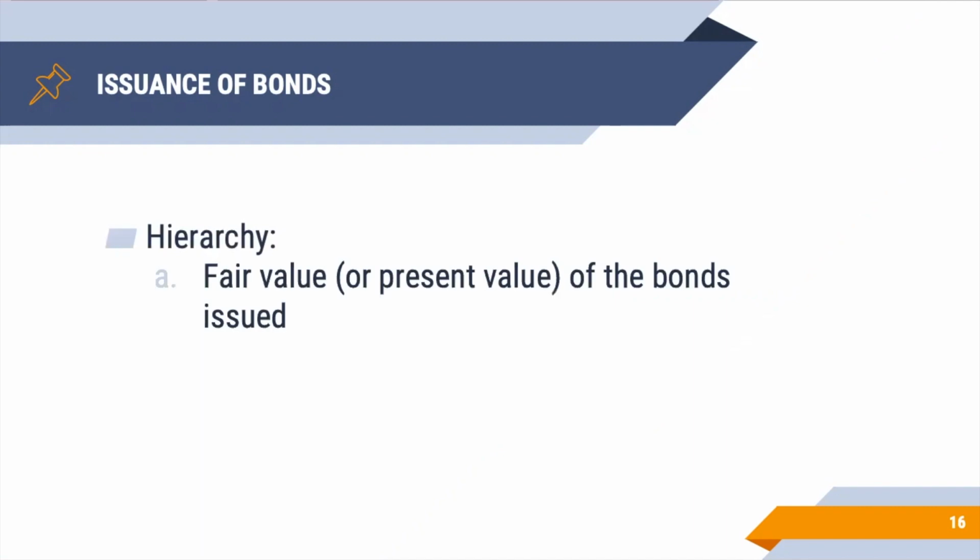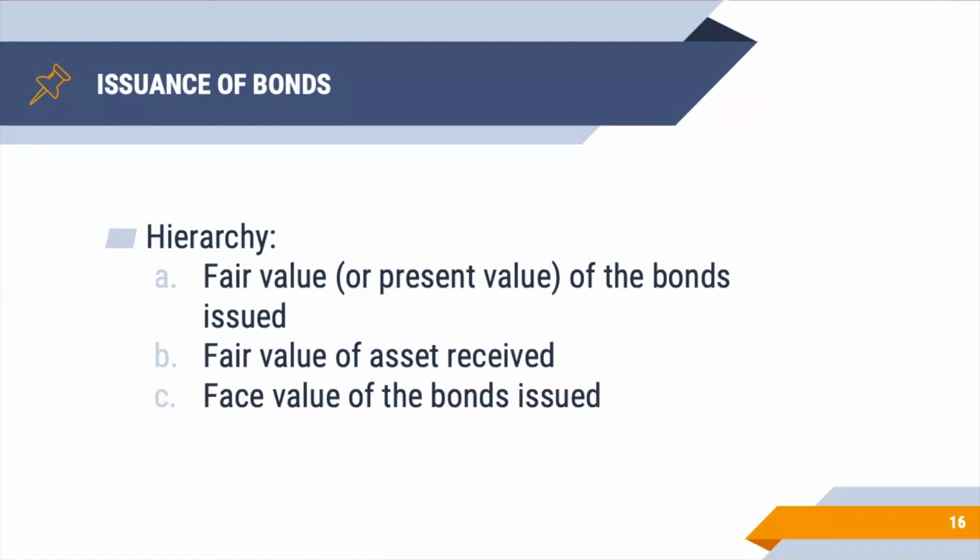Second case is issuance of bonds. So, what if you purchased a PPE item and in exchange you issued bonds payable? When you issue bonds for a PPE item, the measurement hierarchy is as follows. First, the fair value or the present value of the bonds issued, if there is any. If none, then you need to use the fair value of the asset received. If there is none of that either, then you need to use the face value of the bonds issued. So that is the hierarchy, don't forget.